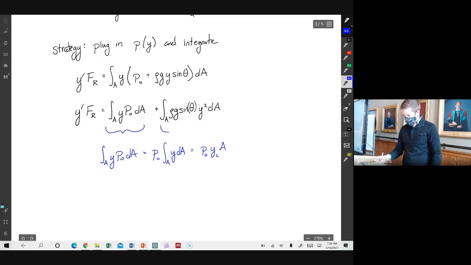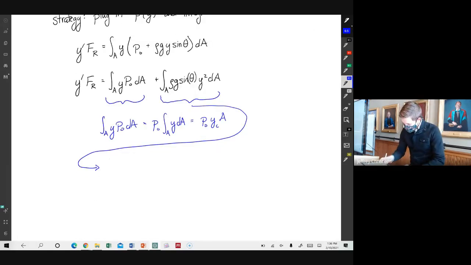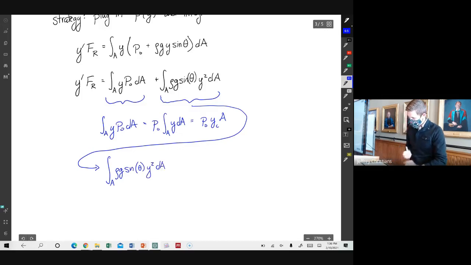Okay, this second integral we'll look at down here. So that's the integral for A of rho g sine theta y squared dA. We'll pull out everything that's a constant. Rho g sine theta. And then we have the integral of y squared dA.